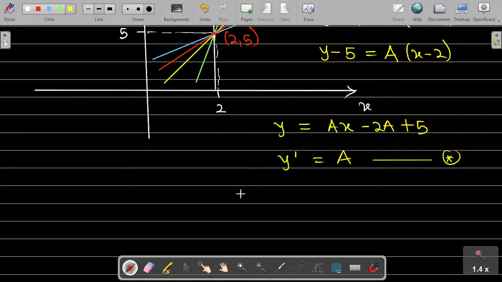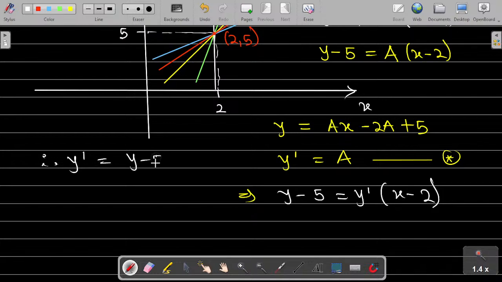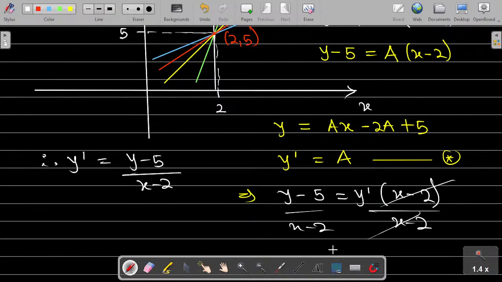Okay, so what we mean is that, of course, you are going to get that your y minus 5 is equal to, your a now is equal to y prime. So you have y prime into x minus 2. And you are done. Therefore, our y prime is equal to y minus 5 all over x minus 2. That's dividing both sides by x minus 2. Dividing both sides by x minus 2, we will get this. And this is the required differential equation.